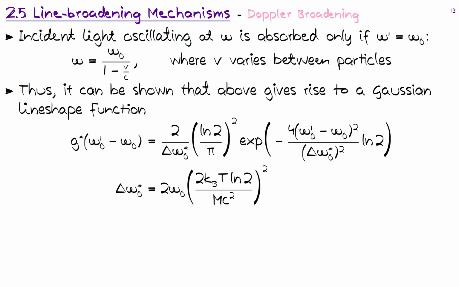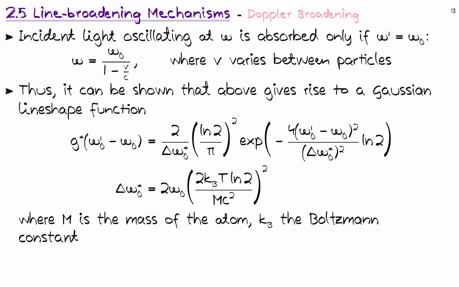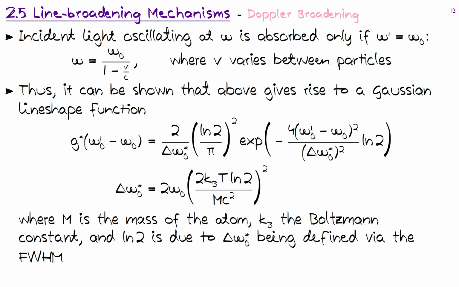Essentially, here the capital M is the mass of our atom, kB is the Boltzmann constant, and this logarithm of 2 is due to the fact that we have defined this line width delta omega naught star as the full width at half maximum and not by the 1 over e value. So this is what the line shape function looks like. Basically, it is a Gaussian function, and this line width is dictated by the temperature of our system and, of course, by the properties of the gas.